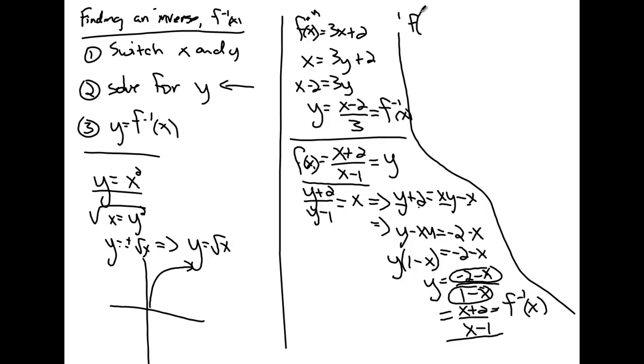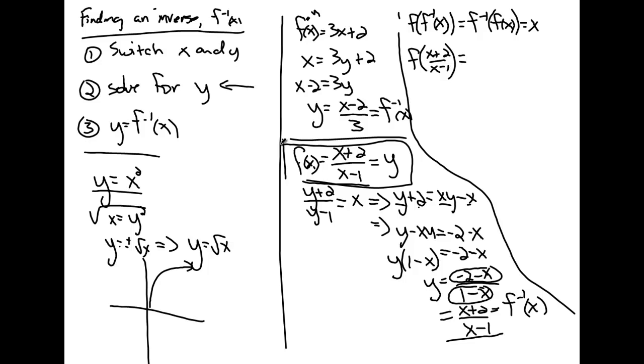If I want to prove that two functions are inverses of one another, then I do f of f inverse of x, and I know this is going to equal f inverse of f of x, and I get x back. Okay, so let's test it. If I take f of x, x plus 2 over x minus 1, and I'm going to plug this thing into this term, what will I get?